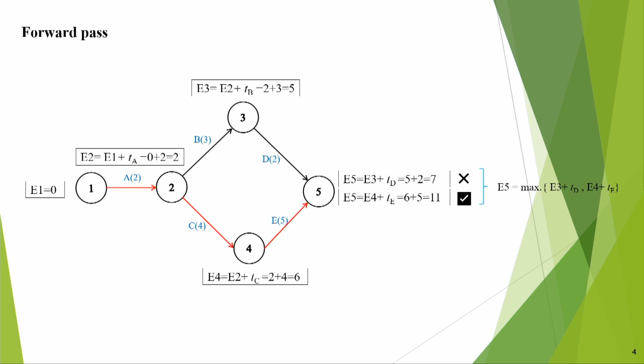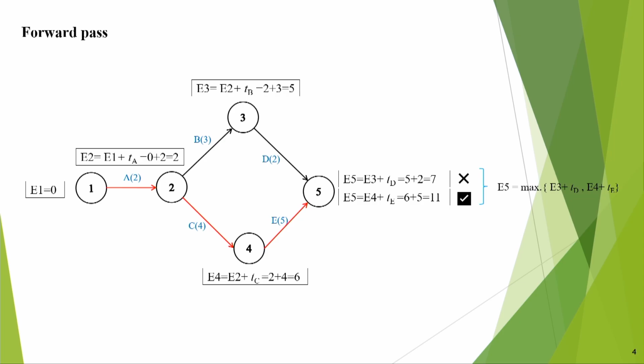Forward pass: E1 is equal to 0. Here we have written not following the Taha convention. Here we are writing E1 etc. But you can check that it is the same, and therefore E5 is equal to 11. Okay. Now here it is highlighted that when we wrote E1 is equal to 0, E2 is equal to E1 plus time of A, that is 0 plus 2 is 2. E3 is equal to E2 plus time of B, 2 plus 3 is equal to 5.